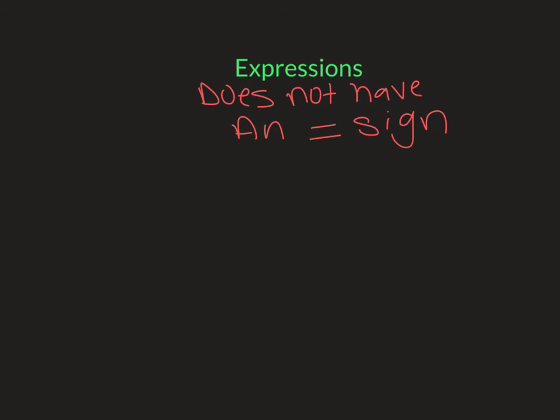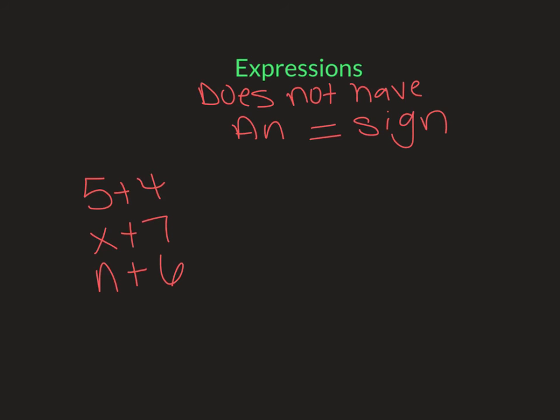Okay, so let's talk about an expression. An expression does not have an equal sign. Okay, so it may look something like this. You may see 5 plus 4. You may see x plus 7. You may see n plus 6. Okay, none of them have an equal sign. So if they don't have an equal sign, that's an expression.